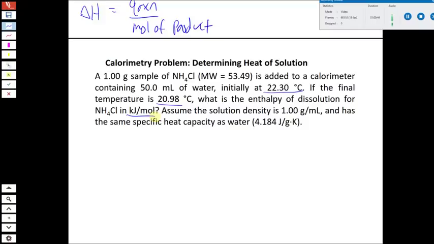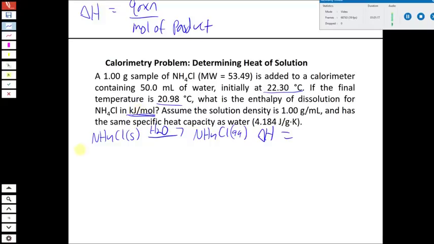So we have some assumptions here with solution density, heat capacity, all that stuff. So the process that we're studying here is taking solid ammonium chloride and adding it to water. So we'll put water above the arrow to indicate that we're just adding it to water, and we're making aqueous ammonium chloride as a solution. And we want to measure the delta H for this process per 1 mole of ammonium chloride. So again, we want delta H in kilojoules per mole. So delta H per mole of substance, not just for any random amount of substance.